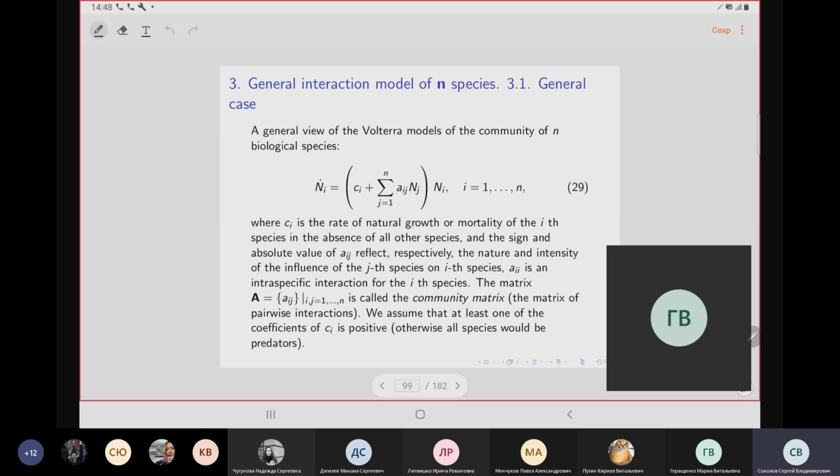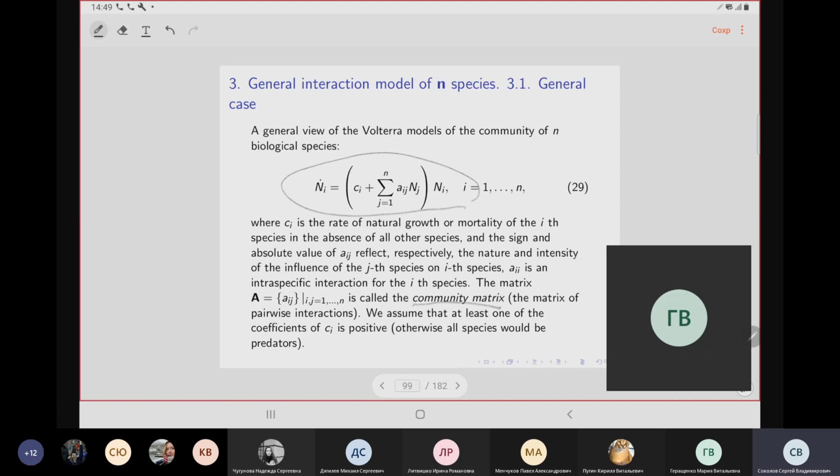So when we have a community of n biological species, the equation for them is the same Volterra equation. Ci is the rate of natural growth or mortality of the ith species if there are no other species. So if the sign of Ci is positive, it is our victims population, and if Ci is negative, then it is a predator population. And the matrix Aij reflects intraspecific and interspecific interaction. So far, the matrix A is called the community matrix, or the matrix of pairwise interactions.